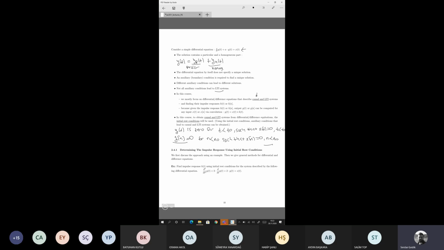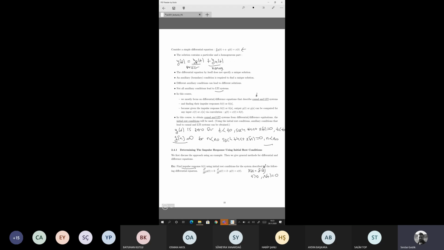Well, first we will start with a very basic, very simple example and show how we evaluate and how we define the initial rest conditions. Well, first, remember, I want to find the impulse response, right? So I know that x of t is impulse of t. If input is impulse, then the output is impulse response. So, of course, for t larger than 0, I know that x of t is equal to 0.